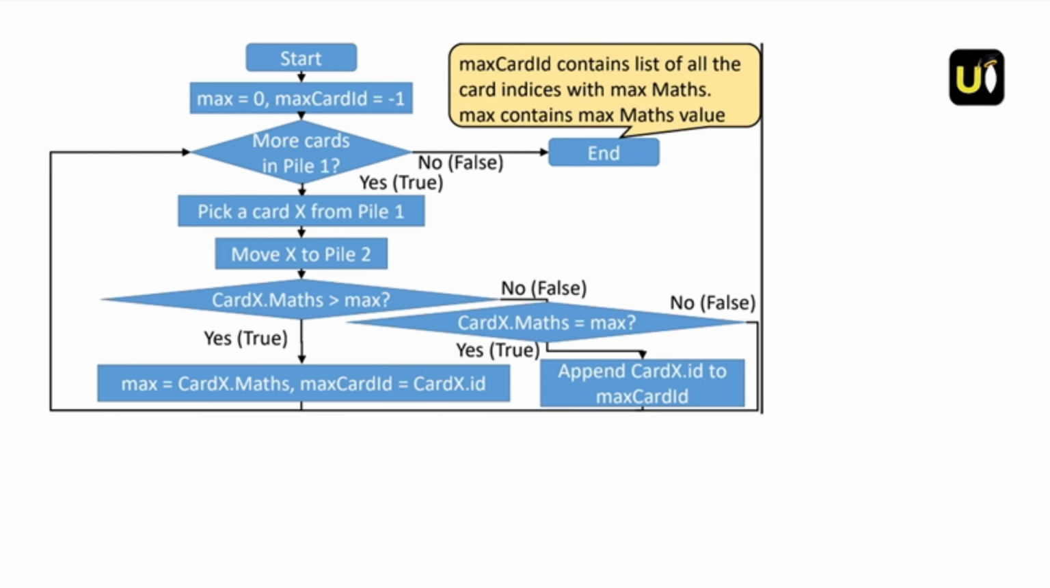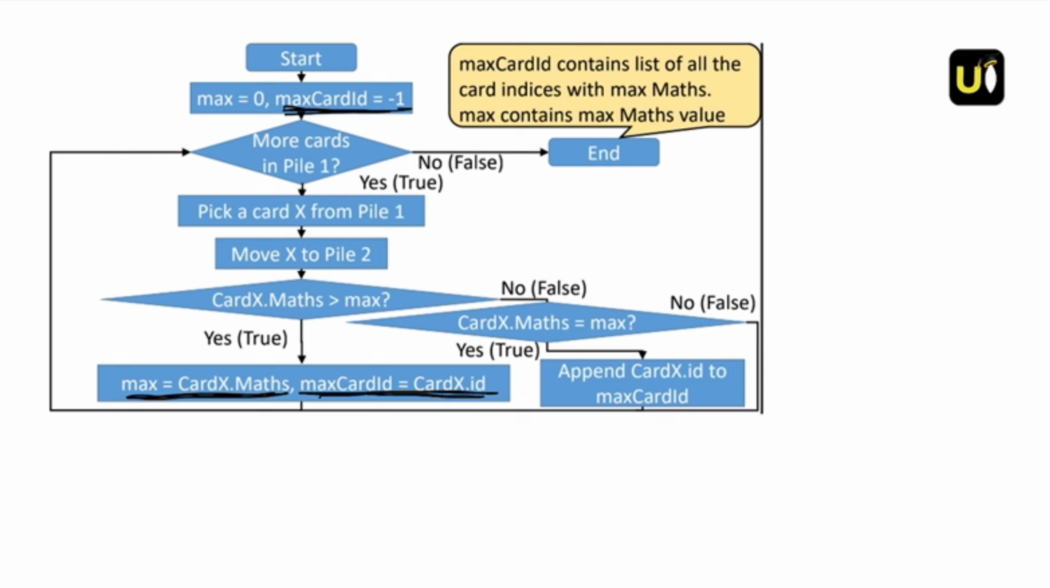So here we have a similar kind of flowchart. The only difference is max card ID is also stored here, and when we are updating max as the card, we also update the card ID here. And also there's another thing.